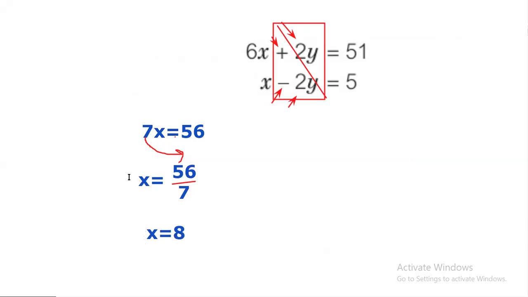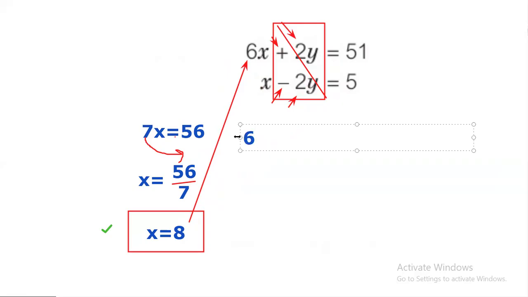So the first step that I needed to do was finding the value of x, and here I found the value of x. Now I'm going to take the value of x and substitute it in one of the equations to find the value of y. So I'm going to take the 8 to any equation I want. If I want the first one, I can work with it. If I want the second one, same idea. Let's say we want the first one here. It will give me the same answer.